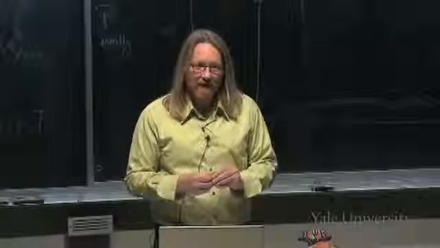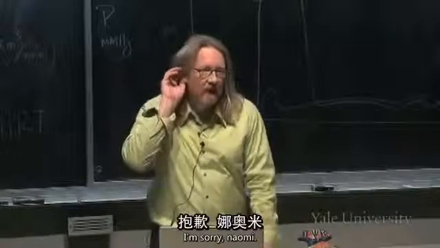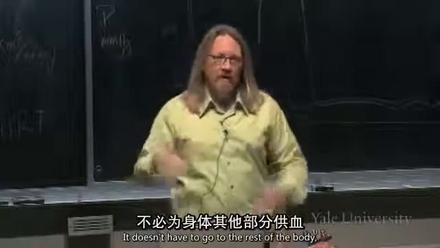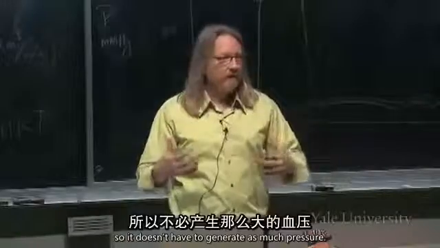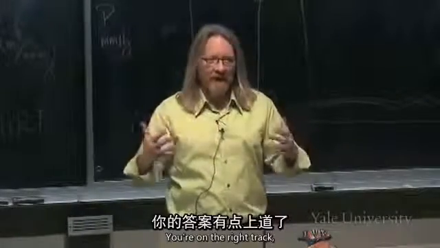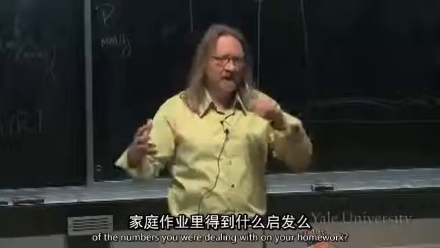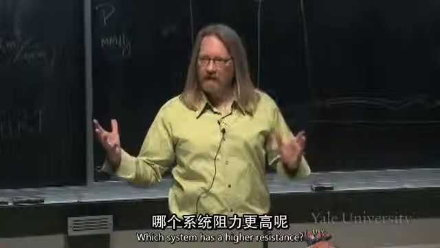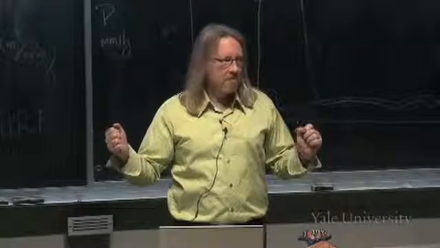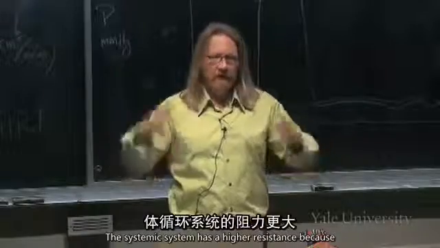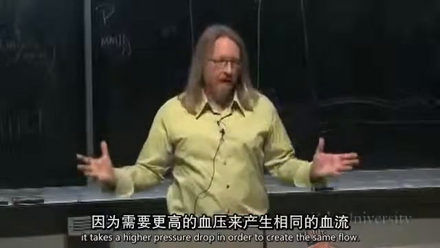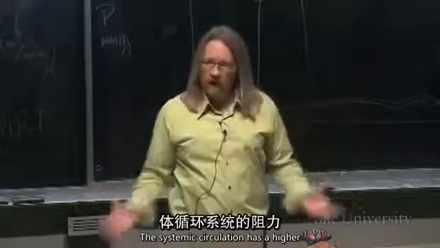I'm sorry, Naomi? What? It doesn't have to go to the rest of the body, so it doesn't have to generate as much pressure. So yeah, you're on the right track. So what does that tell you in terms of the numbers you were dealing with on your homework? Which system has a higher resistance? The systemic system has a higher resistance because it takes a higher pressure drop in order to create the same flow. So the systemic circulation has a higher resistance than the pulmonary circulation.